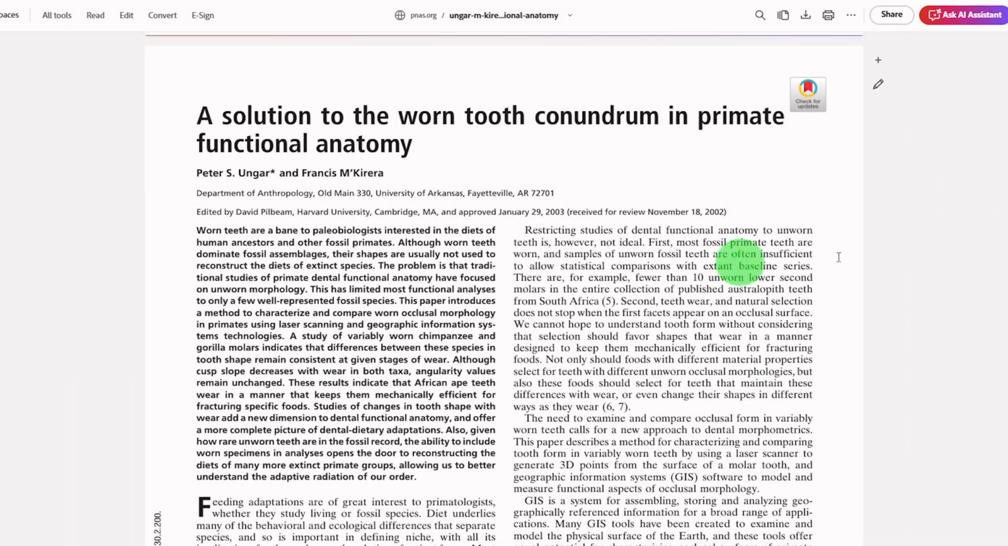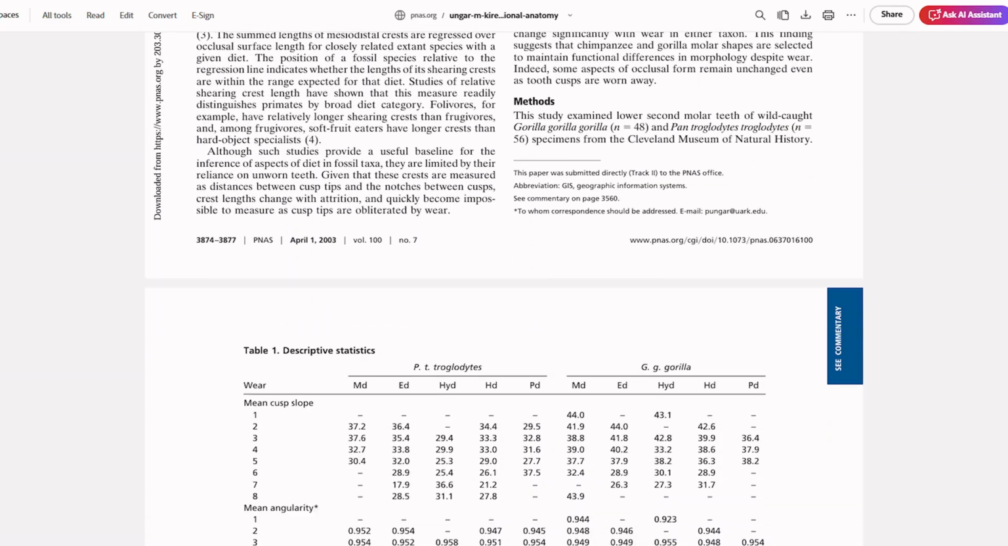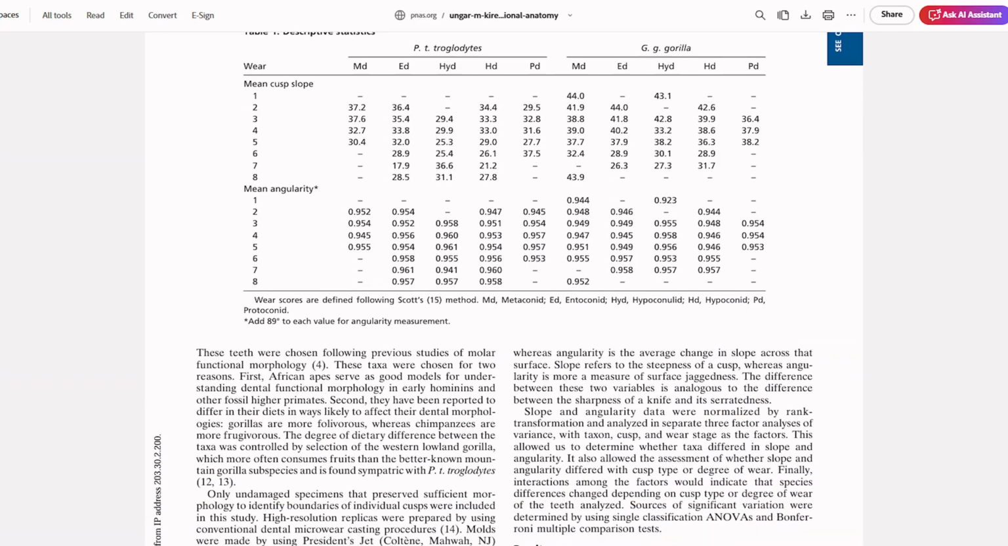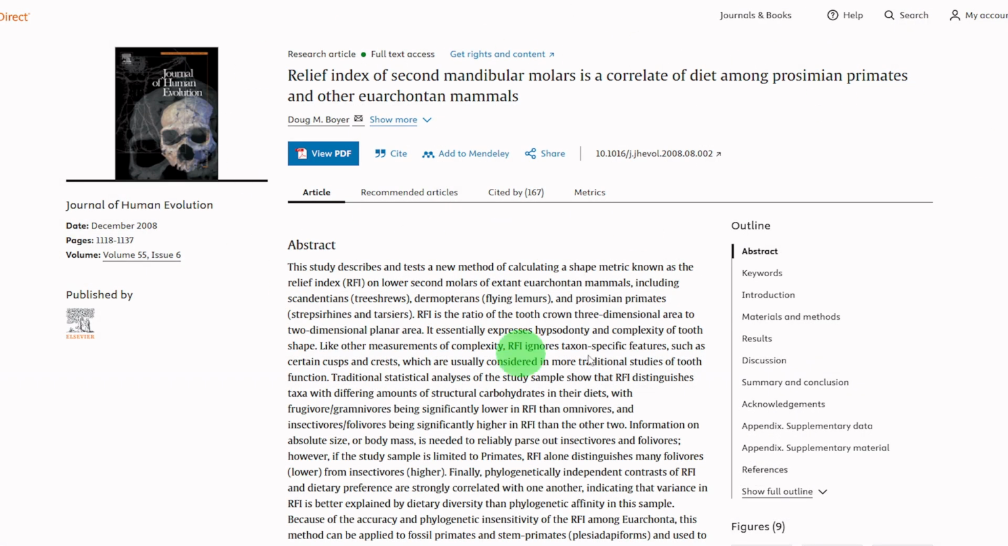In this video, I'm going to break down some other methods you might come across in research papers. This includes relief index, orientation patch count, and Dirichlet normal energy. So let's get into it. Let's start with the simplest of these, relief index, often shortened to RFI. This effectively measures how much height and steepness a tooth packs into its two-dimensional footprint.